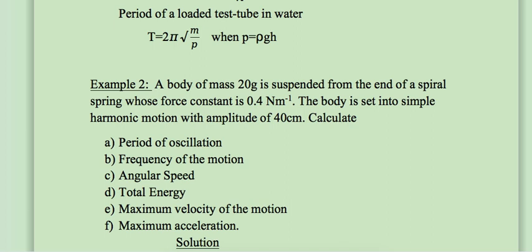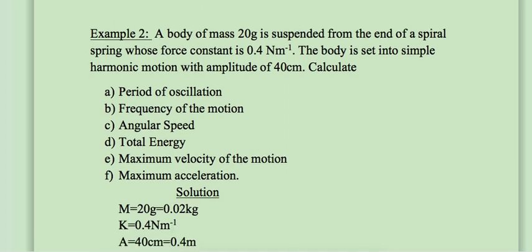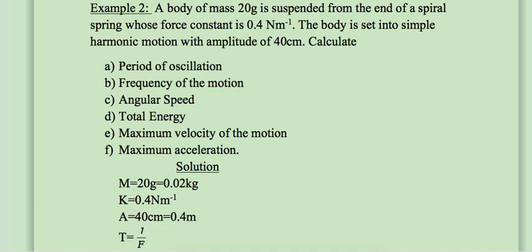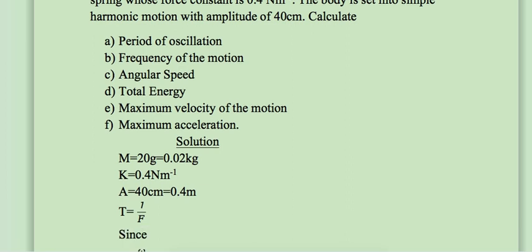Now let us look at an example. They said a body of mass 20 grams is suspended from the end of a spiral spring whose force constant is 0.4 Newton per meter. The body is set into simple harmonic motion with amplitude of 40 centimeters. Calculate: A, period of oscillation; B, frequency of the motion; C, angular speed; D, total energy; E, maximum velocity of the motion; F, maximum acceleration.